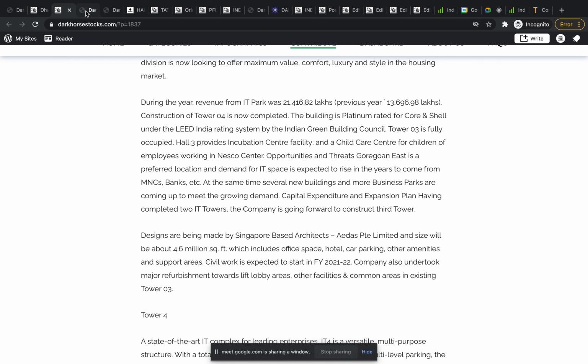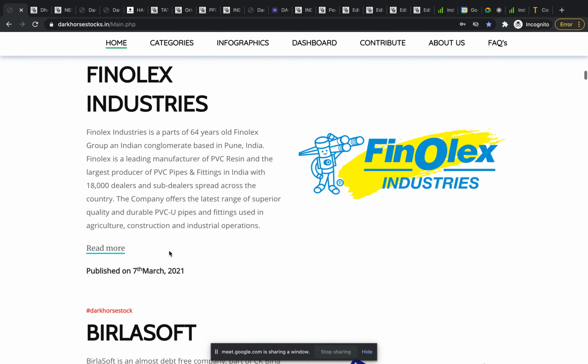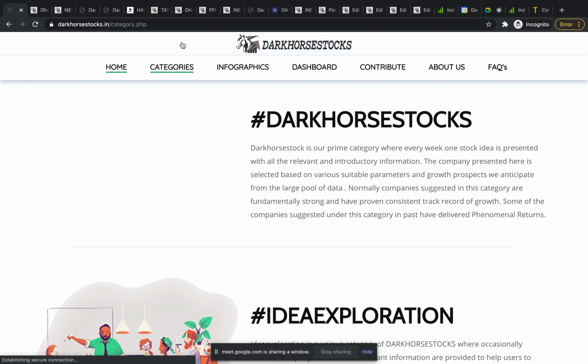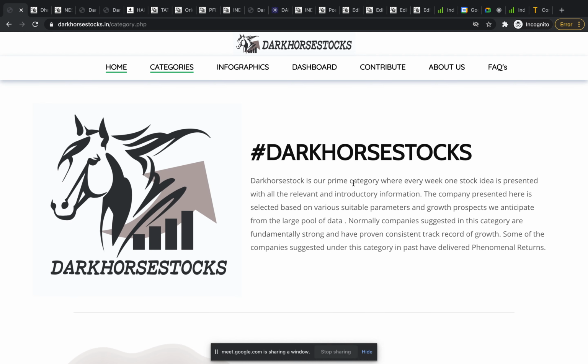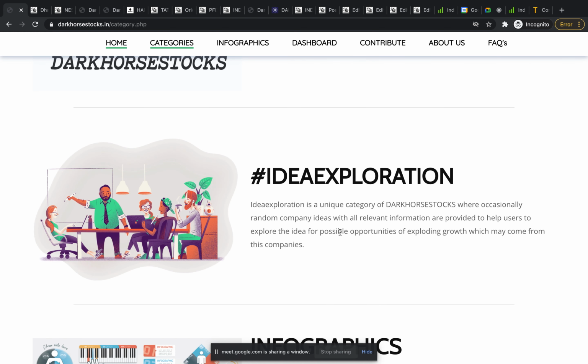The second is that you can check the website, where you can find the list of all the stocks. The next is the categories. Basically we have divided our website into 4 basic categories. The dark horse stock ideas that we suggest every Sunday. Another one is idea exploration. So far we have not suggested more than one stock in this category.